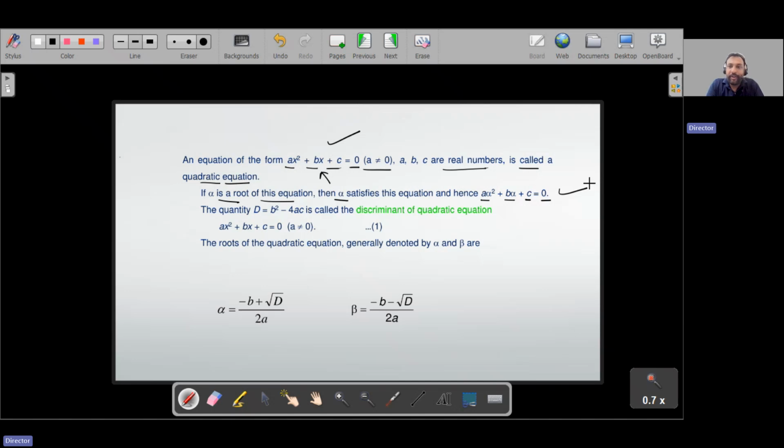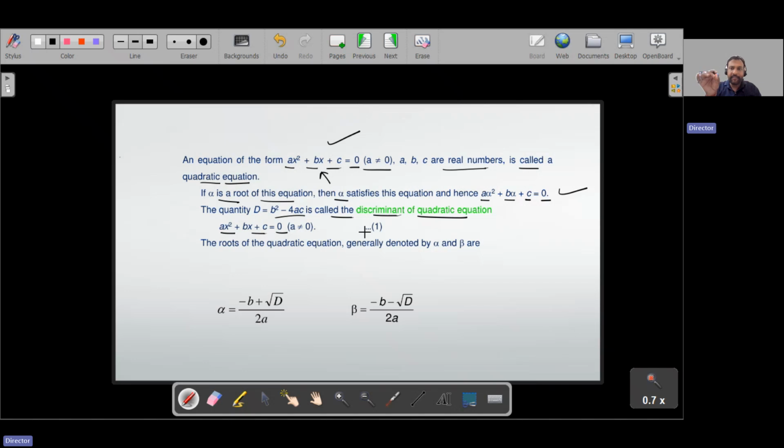Now I hope you remember Dharacharya's formula. In yesterday's class we discussed Dharacharya's formula. The quantity D equals b square minus 4ac is called the discriminant of the quadratic equation. The quadratic equation I am talking about is the general form, that is ax square plus bx plus c equals 0.